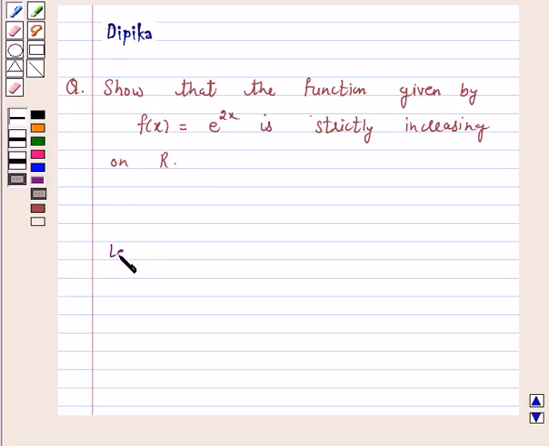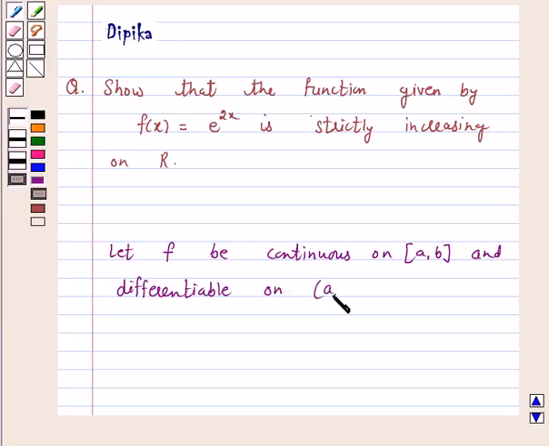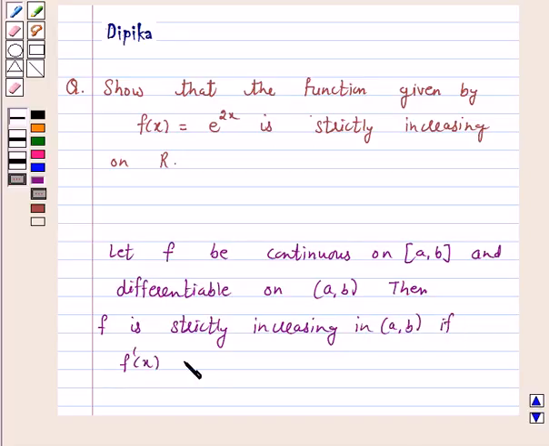Let f be a continuous function on closed interval [a, b] and differentiable on open interval (a, b). Then f is strictly increasing in open interval (a, b) if f dash x is greater than 0 for each x belongs to open interval (a, b).